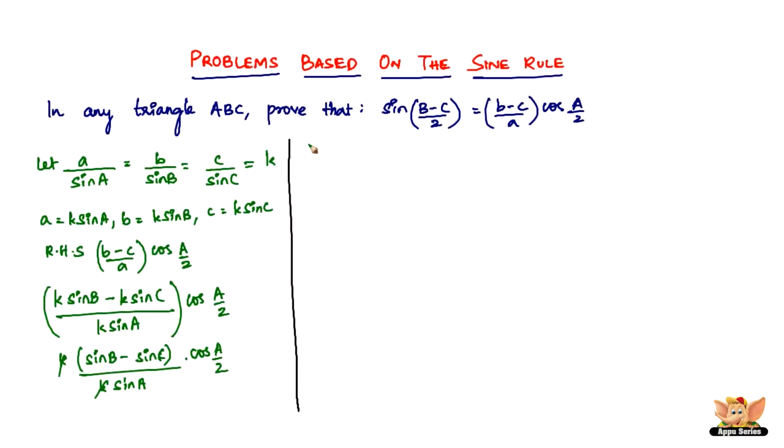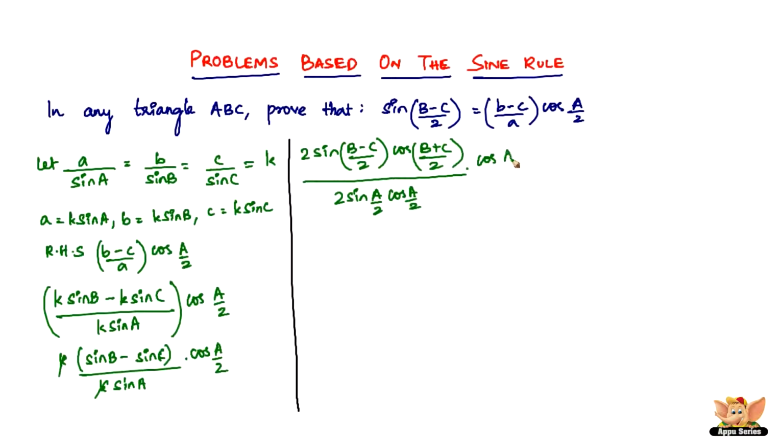So sine B minus sine C is going to be 2 sine of (B minus C) divided by 2 times cos of (B plus C) divided by 2. That's for this, divided by sine A. So what is sine A? We are taking sine A as 2 sine A by 2 cos A by 2. If it is sine 2A, it will be 2 sine A cos A. Since it is sine A, it's going to be 2 sine A by 2 cos A by 2, times, don't forget this, the cos A by 2 which was there. Cos A by 2 and the cos A by 2 get cancelled. 2 and 2 also get cancelled.